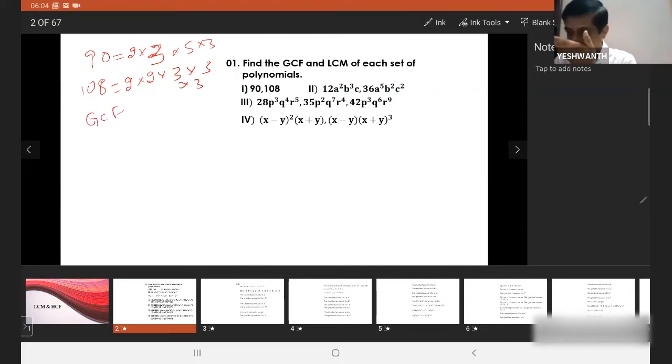Now GCF is what? Greatest common factor. So now we have one 2 and one 2 here. Take that first 2. Next, you have one 3 and one 3. Take another 3. 5 we have in case of the first, but in the second case we don't have, so leave that. Again, you have a second 3. So this is the greatest common factor, that is nothing but 18.